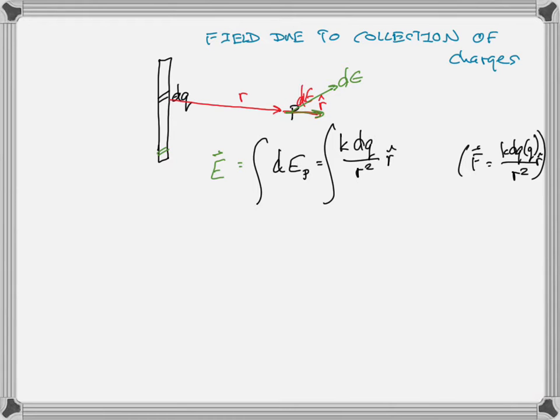So then we move from the field due to a collection of charges to Gauss's law. Gauss's law shows us a way to calculate electric fields from collections of charges that don't require us to do difficult integrals, as long as there's a symmetry in the situation. So we can only actually apply Gauss's law to very particular situations. But remember what Gauss's law is.